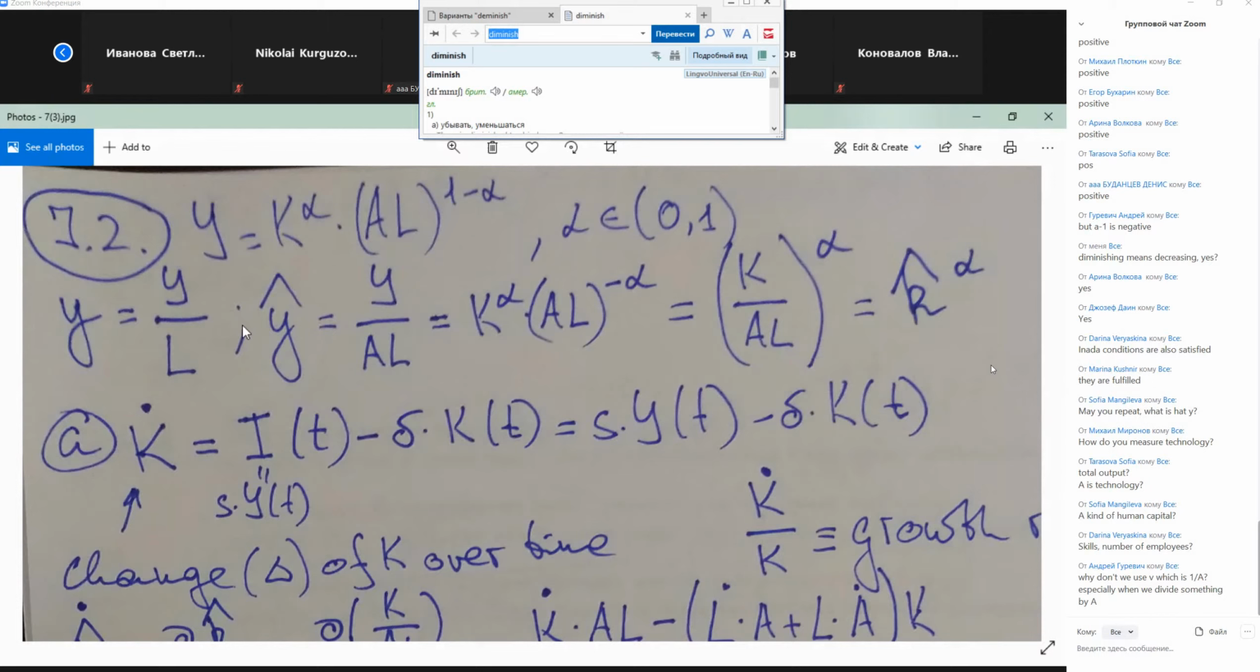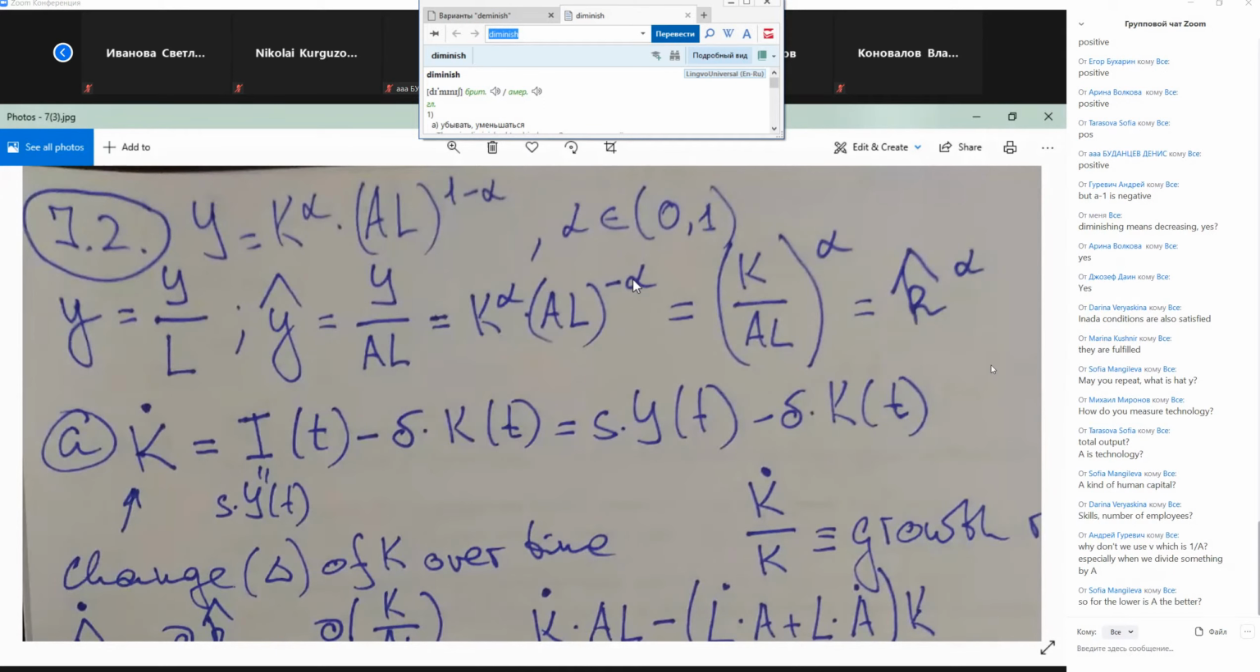The hat is not a mathematical operator. It's just a symbol to differentiate between simple little y and output per unit of effective labor. All right, if we divide this function by AL, we will see that this is the same as K to the alpha times AL to the minus alpha.